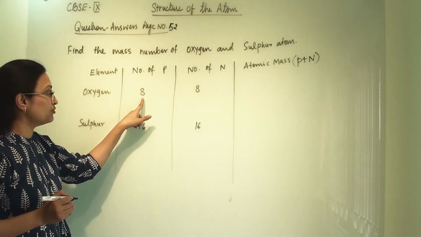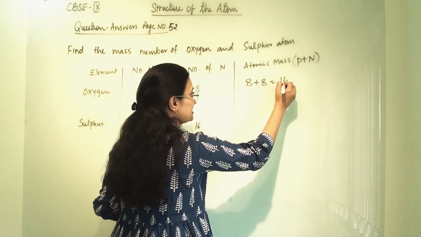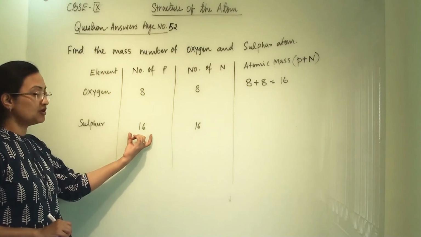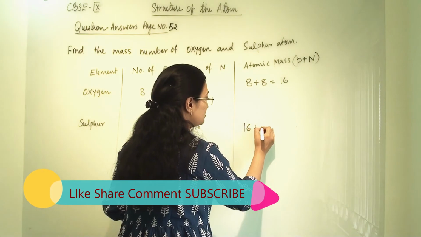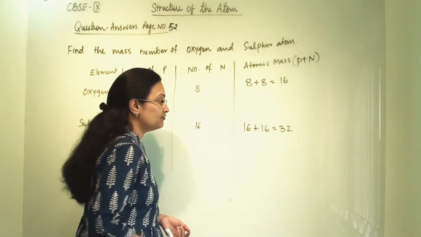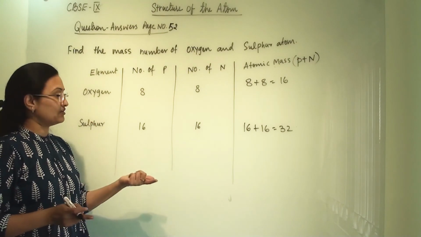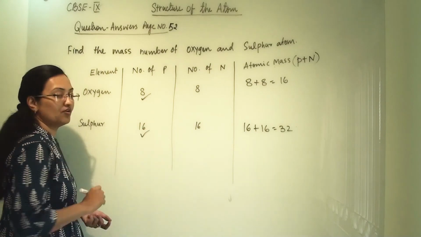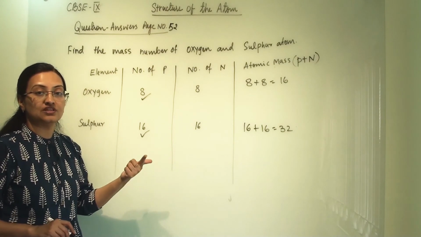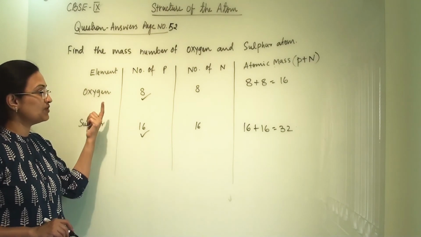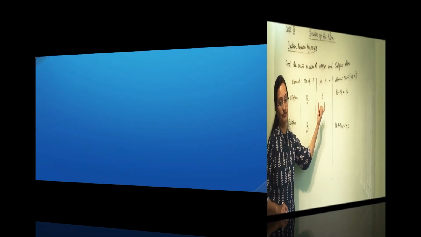Here oxygen's number of protons is 8 and number of neutrons is also 8. So 8 plus 8 we will get 16. For sulfur, the number of protons is 16 and the number of neutrons is also 16. So 16 plus 16 we will get 32. From this we can also write the atomic number and number of electrons. It will be the same as the number of protons. The number of protons equals the number of electrons, and it will also tell us the atomic number. So that is how we can find the details from the number of protons and number of neutrons.